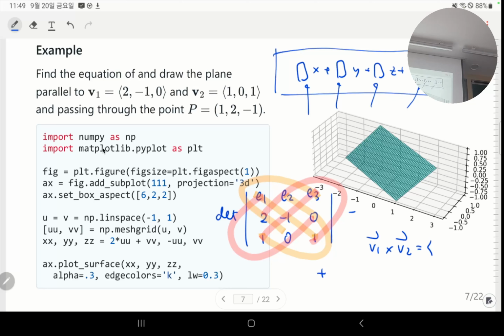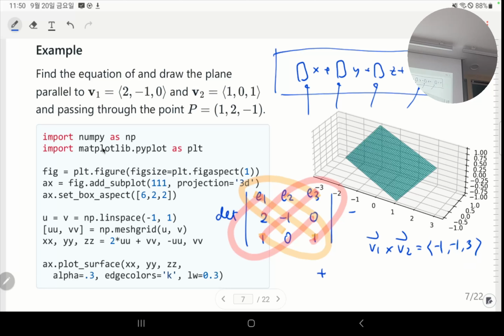Did any group calculate the cross product? Yes. What is it? -1, 3? Is it right? Does it seem right?